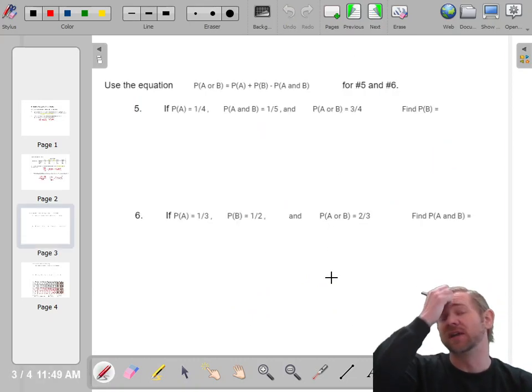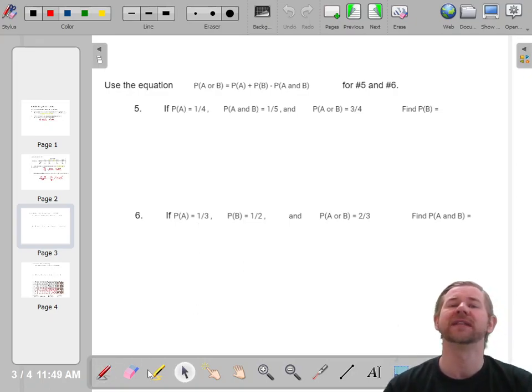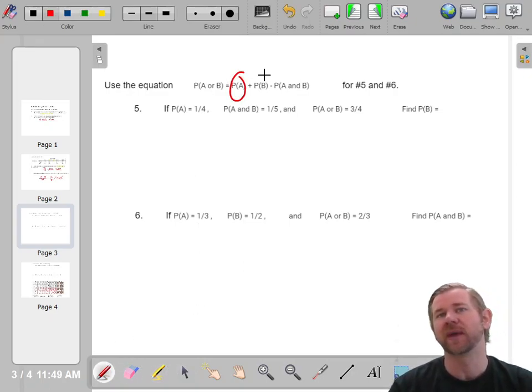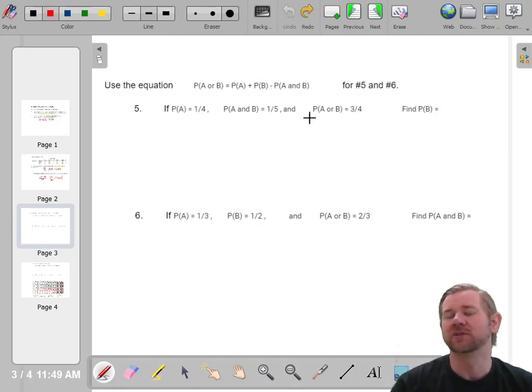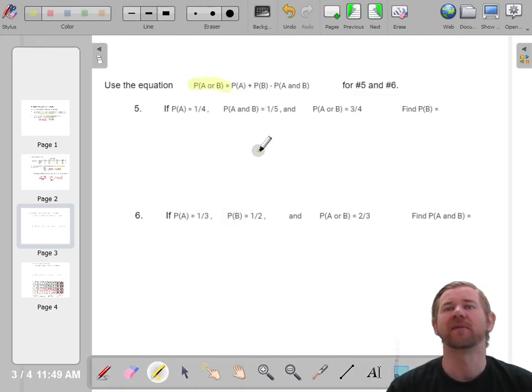Okay, these questions involve using the formula for adding two events. For the probability here, you add the two events, but you have to subtract the overlap. You don't double count things. Now, I'm giving you these numbers, and you just have to realize that this is just straight formula work. If P of A is 1/4, let's work left to right. A or B, do I know the probability of A or B? I do, it's 3/4. So we'll say 3/4 equals.